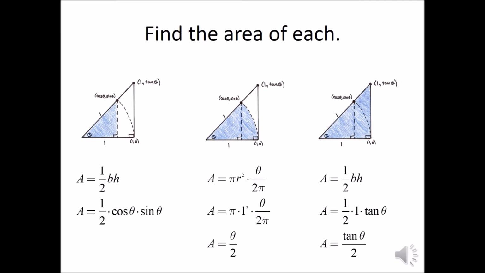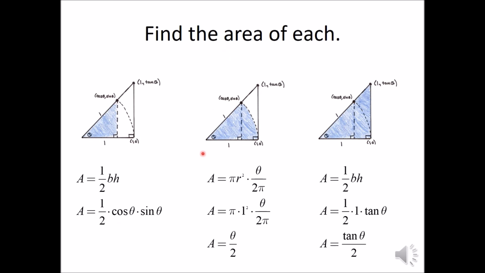I now want to find the area of each of these things. Well, this triangle over here, the base of my triangle is just the x-coordinate of this point. It's the cosine of theta. The height of this triangle is the y-coordinate, the sine of theta. So the area of that triangle is 1/2 base times height, or 1/2 times cosine theta times sine theta.